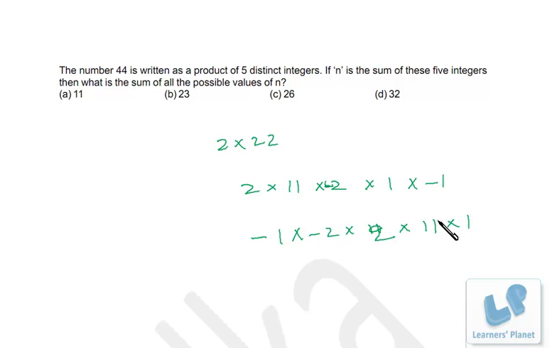Now we have to add up all these 5 numbers. So 11 plus 2 is 13, 14, 14 minus 3 is 11. So the only possibility over here is 11, the sum of all the 5 numbers, since we don't have any other option by which we can get the product of these 5 distinct integers as 44. I hope you are clear.